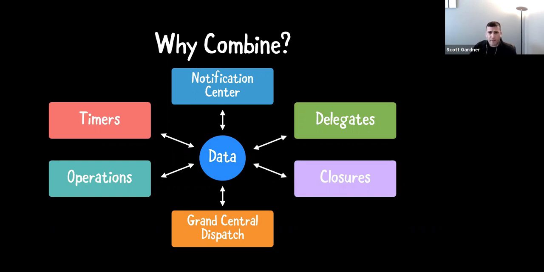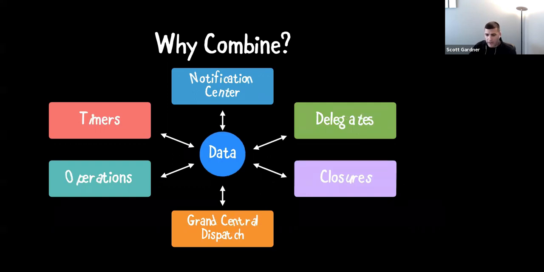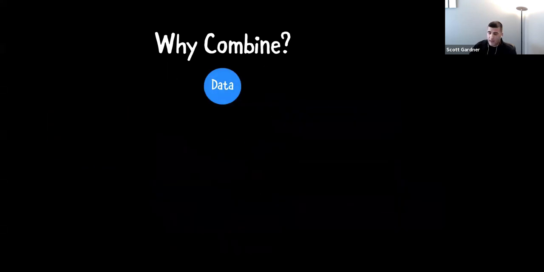So there's a lot of different APIs, a lot of different techniques and patterns that you have to be aware of. And where Combine comes in with this is we're starting with immutable data. So this is data that will not be mutated.